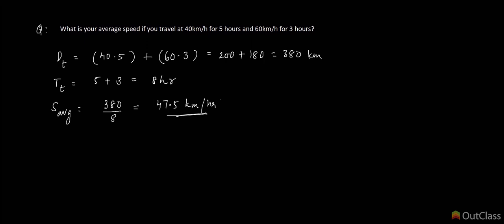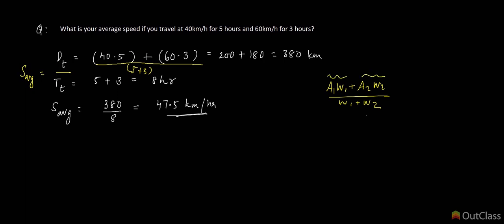Now, can we do this faster? What you want to notice is our required answer is basically 40 into 5 plus 60 into 3 by 5 plus 3. I want you to notice that is in the form A1W1 plus A2W2 by W1 plus W2. This is a weighted average. Now, instead of calculating these numbers and adding up and dividing, you can get the answer using calculations which are smaller numbers by using the number line approach to calculating weighted average.